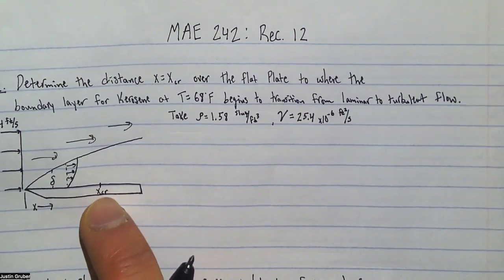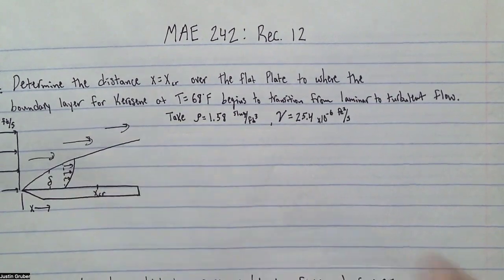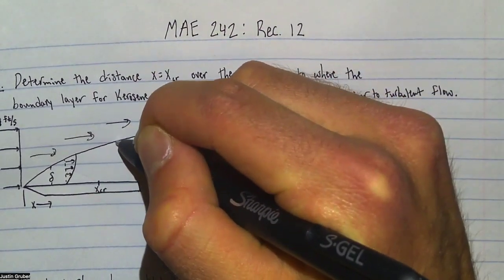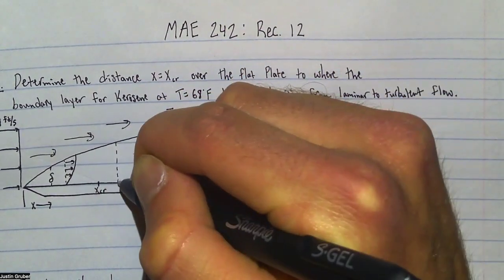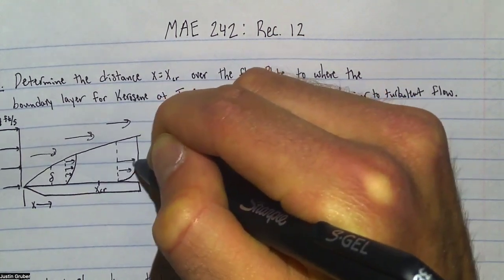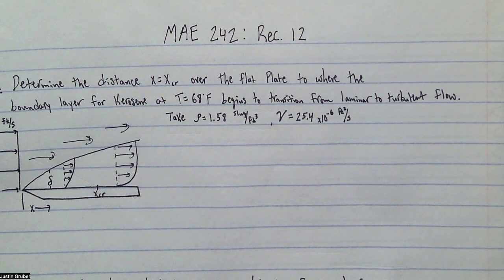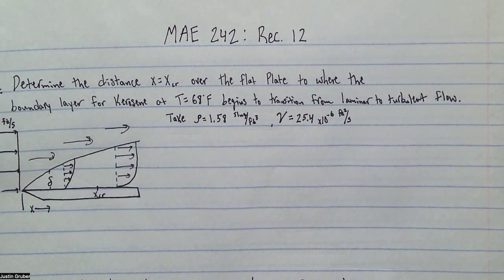So like I was saying, past this critical X length, right? Everything's turbulent past this. So you get a velocity gradient that's super nasty. It looks like that. You get something like that, right? And so we want to know what this critical X length is so that we can design stuff so that you can keep it laminar.